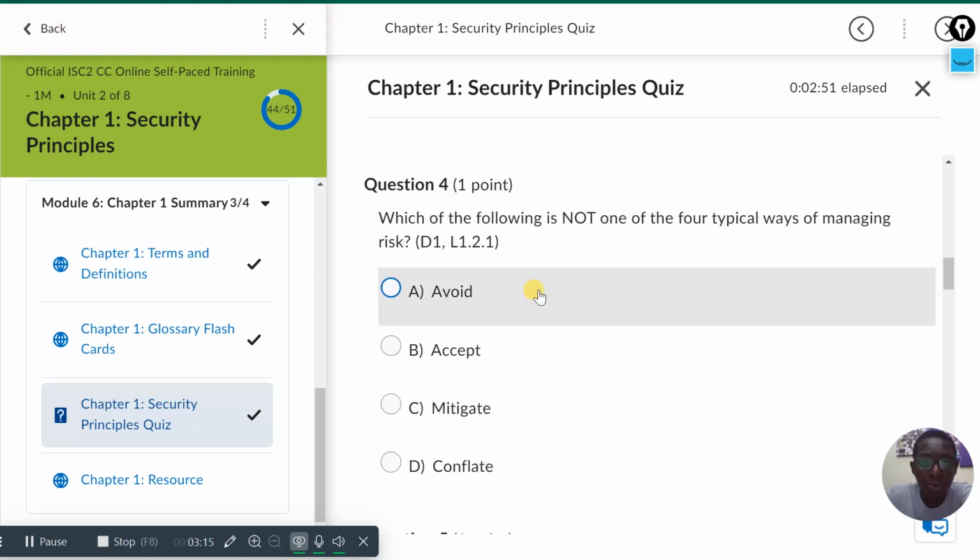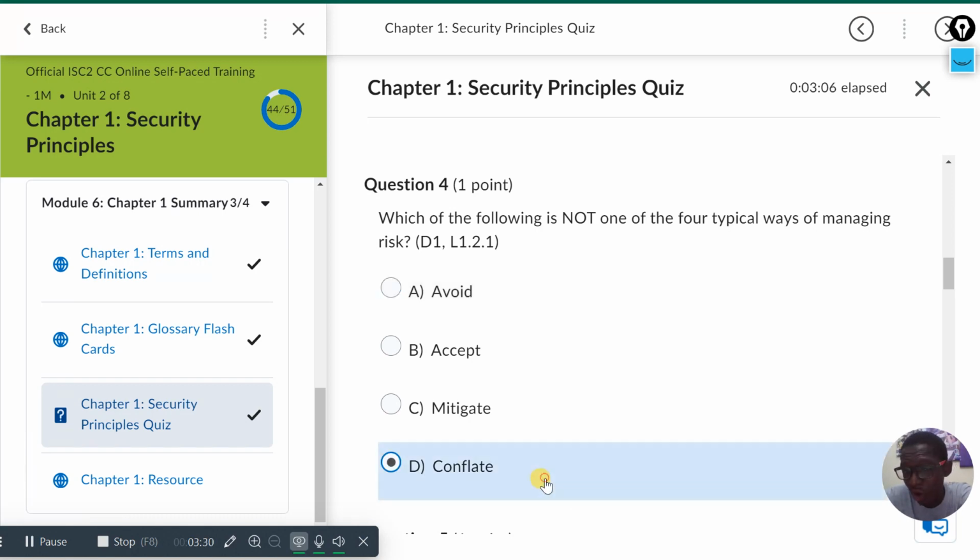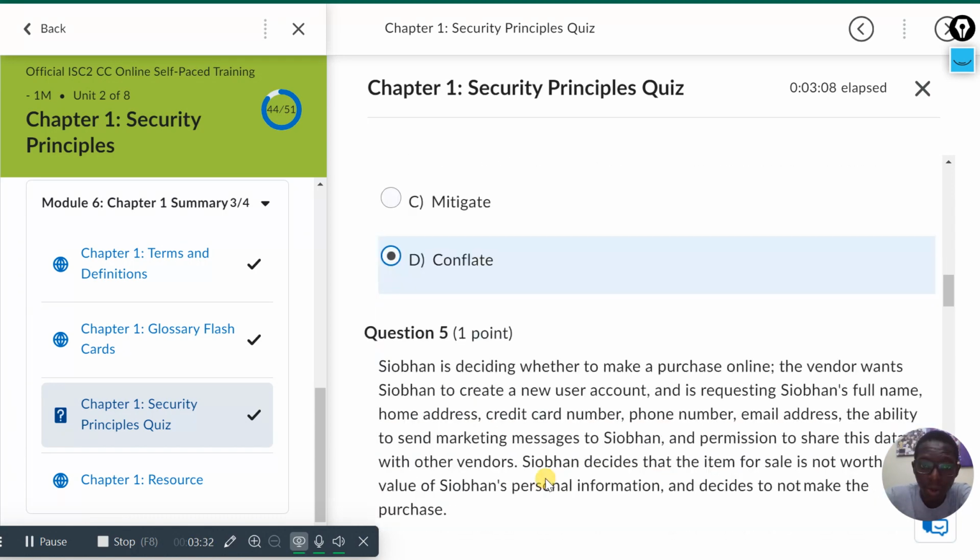Question 4, which of the following is not one of the 4 typical ways of managing a risk? Well, we have 4 ways of managing risk: avoidance, acceptance, mitigation, and transference. There's nothing like conflict, so it's going off.